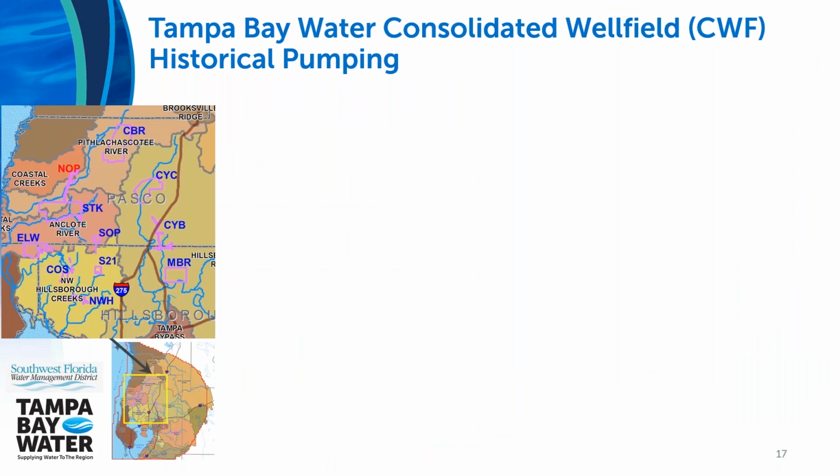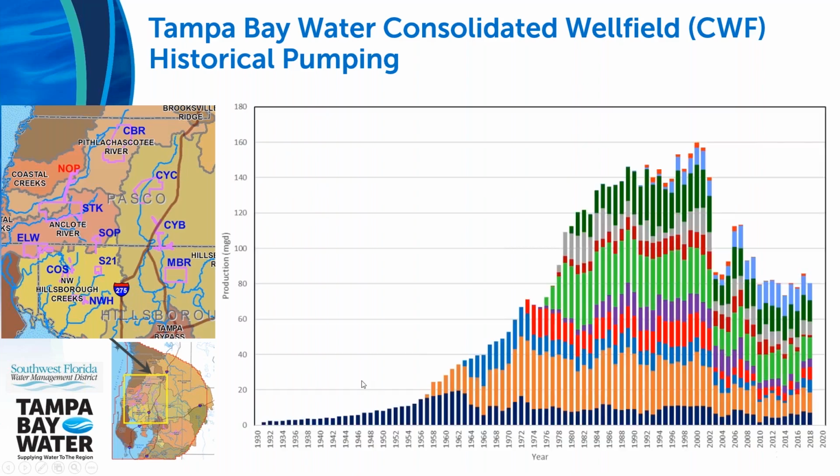The Consolidated Wellfield is a major pumping center in the area. These 11 well fields, which are now 10, as the North Pasco well field has been retired, are shown here in the corner, the relative location in the central part of the study area. The history of the well field goes back to the 1930s when Cosme Wellfield began pumping. Since that time, all 11 well fields came online. About the early 90s is when the last well field started production.